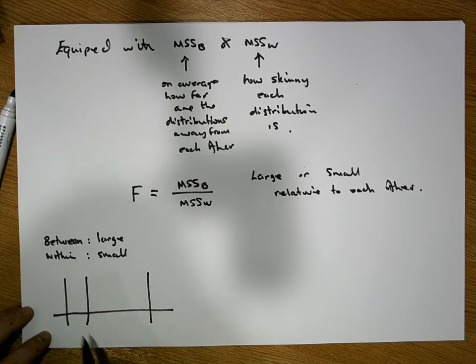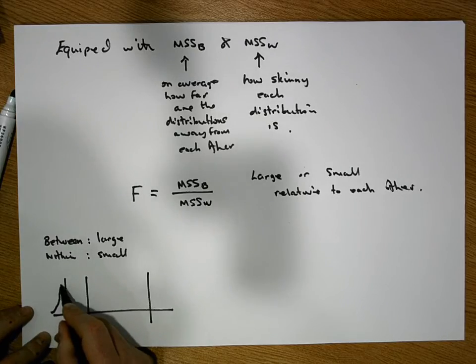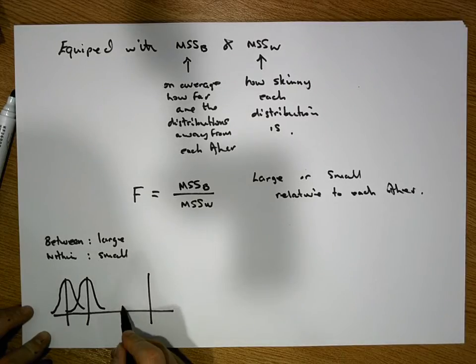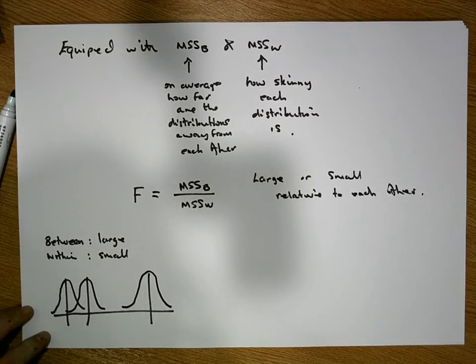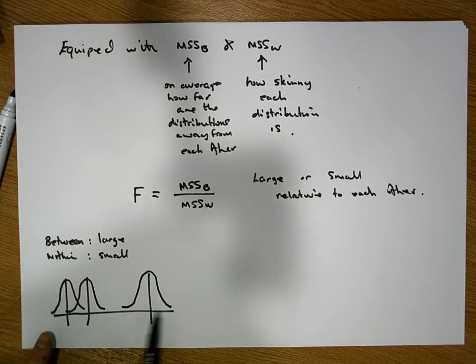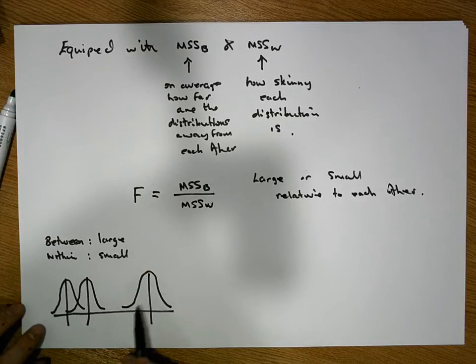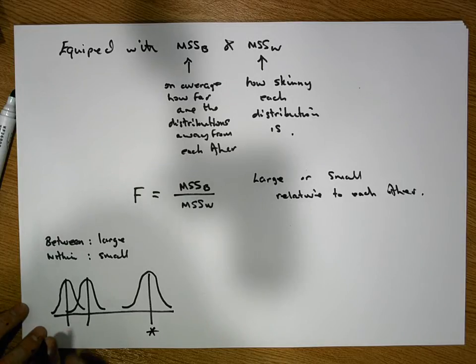So we might have something like this, and something like this, and something like this. They're far apart on average, which means at least one of them must be a good distance away from the others, and on average they're small within. That is our evidence to suggest that at least one of our groups, in this case this group here, is different to at least one of the others. That's one way we could interpret this.